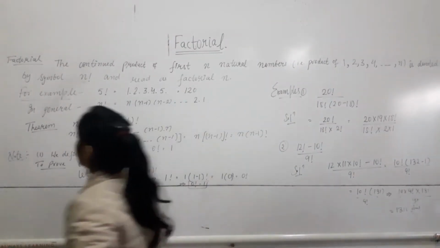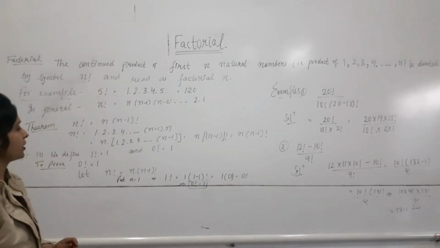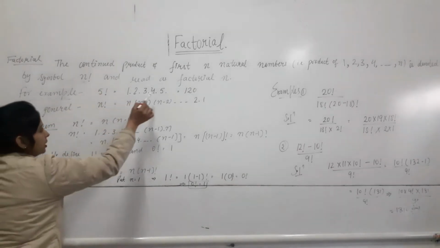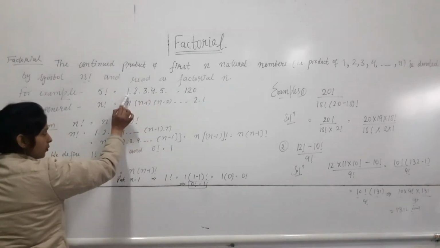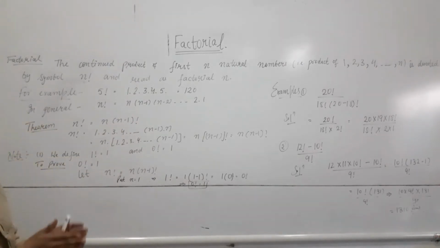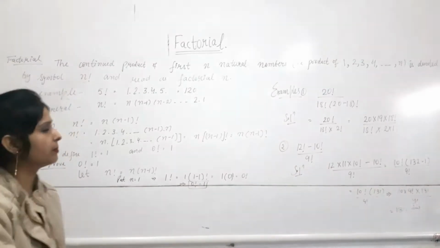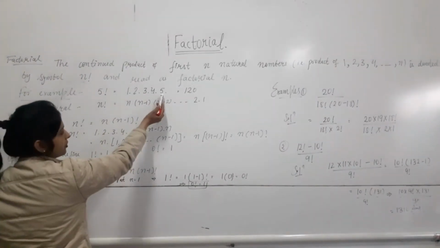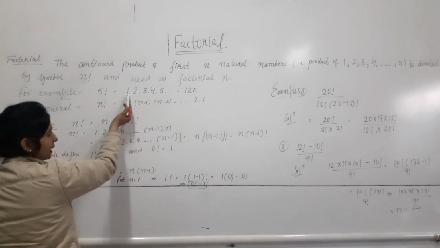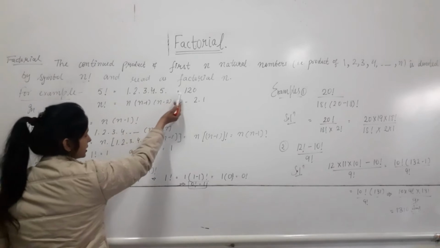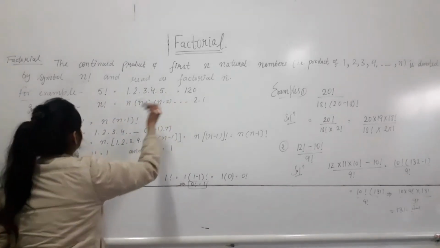For example, let us take 5 factorial. We will do 5 factorial as 5, 4, 3, 2, 1, which means every time we reduce the number by 1. Firstly we multiply 5, 4, 3, 2 and 1. The product of these is 120. That means 5 factorial is 120.